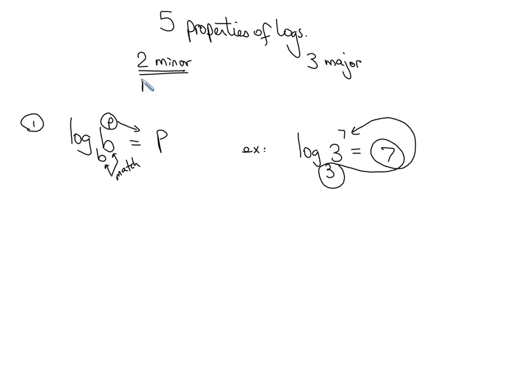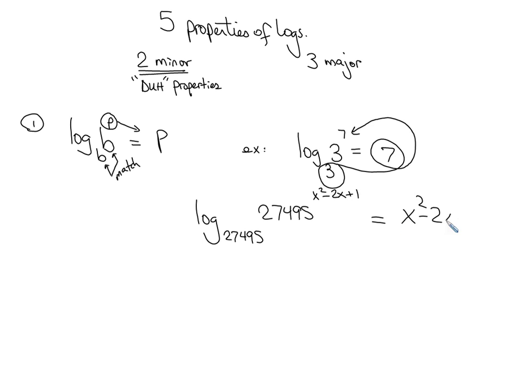These are what I refer to as, and this is my name for them, the 2 minor ones are what I call duh properties. You look at it and you go, duh, I know the answer. So these are duh properties. So what would log base 27,495 of 27,495 to the x squared minus 2x plus 1 power equal? X squared minus 2x plus 1. Duh. So that's our first duh property. Everybody got that?